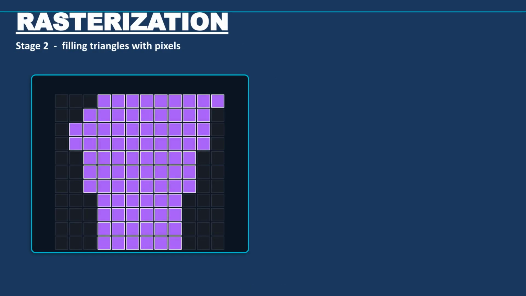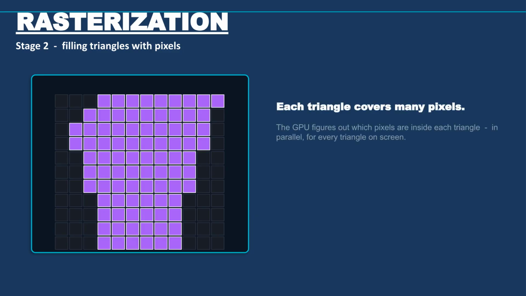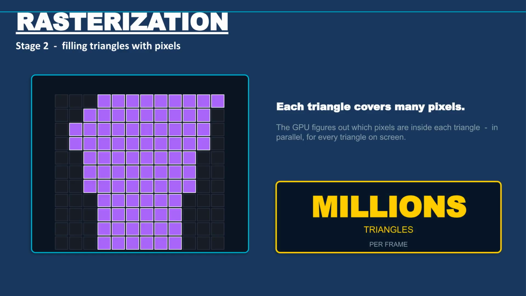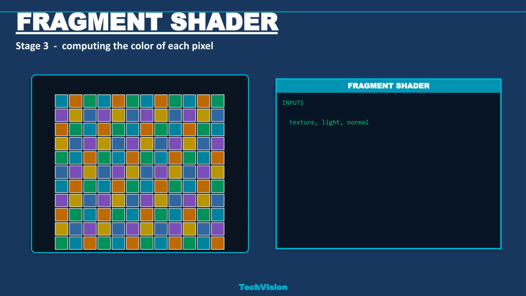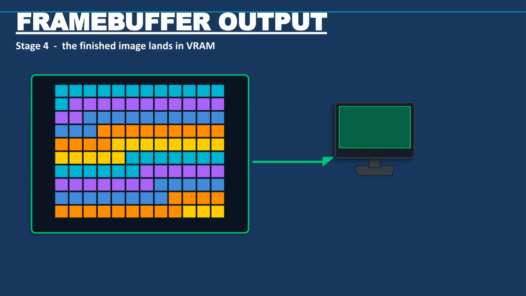Stage 2 is rasterization, which is the process of filling triangles with pixels. The GPU determines which pixels are inside each triangle in parallel, a necessity given the millions of triangles processed per frame. Stage 3 is the fragment shader, where the color of each pixel is computed. It takes inputs like texture, light, and position to output red, green, blue, and alpha color values for every single pixel in parallel. Stage 4, the frame buffer output, is the final stage.